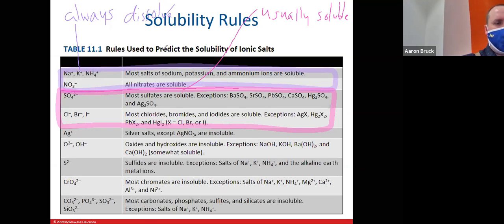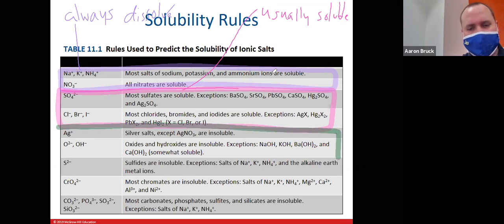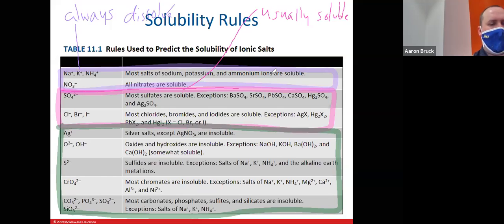This last group, these are usually insoluble compounds. So silver salts are usually insoluble. Oxides and hydroxides are usually insoluble. Sulfides are usually insoluble. Chromates, carbonates, phosphates, sulfites, silicates, usually insoluble. There are some exceptions. The exceptions primarily speak back to that first category: sodium salts, potassium salts, ammonium salts, and the like.